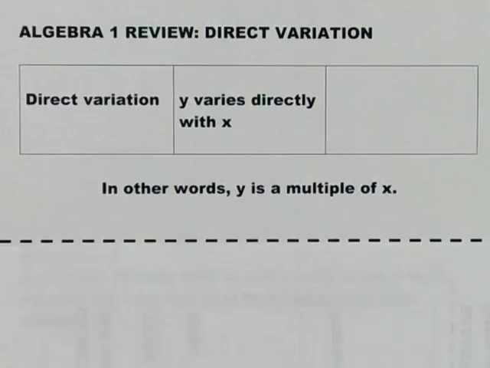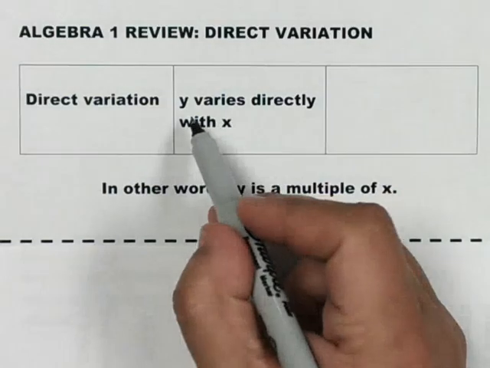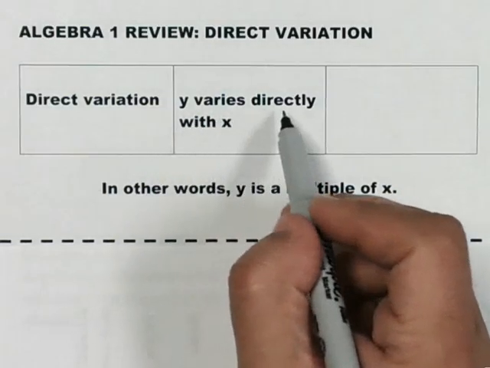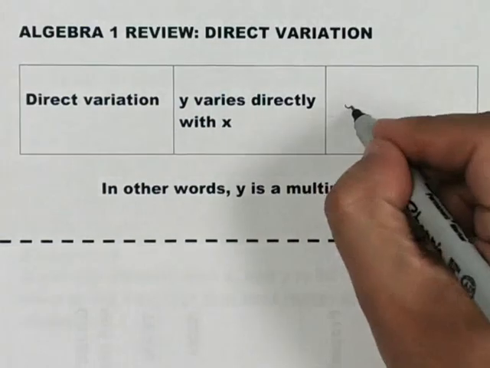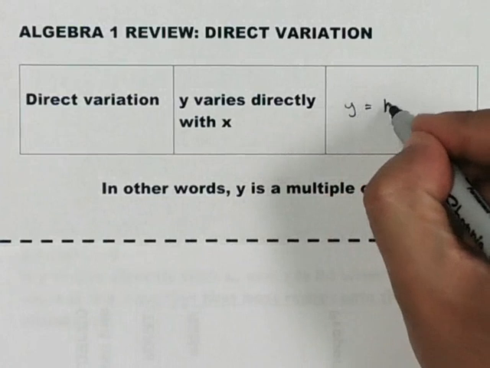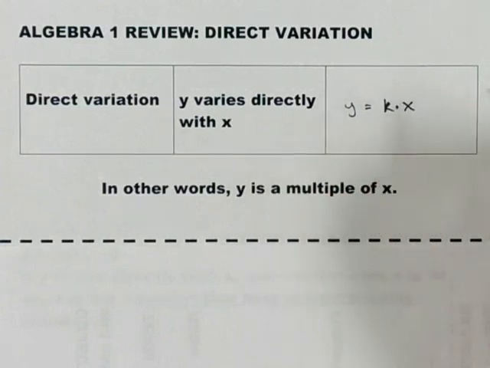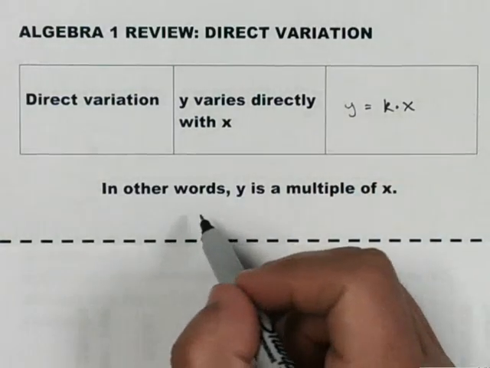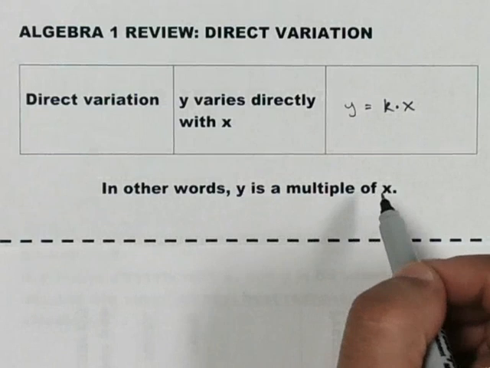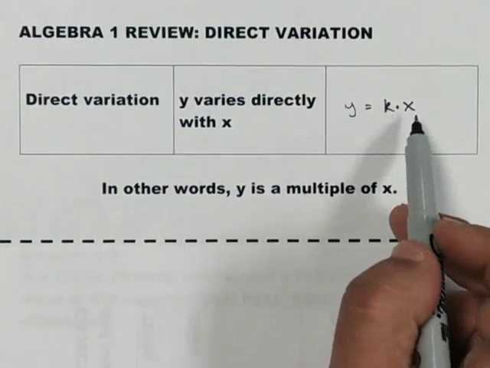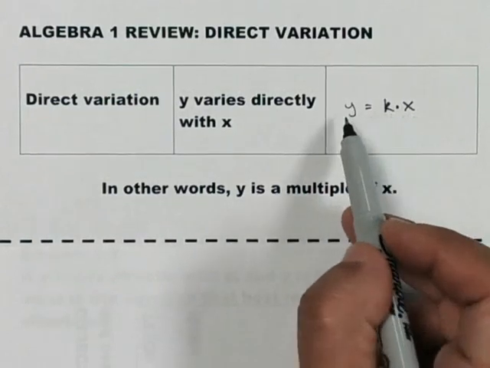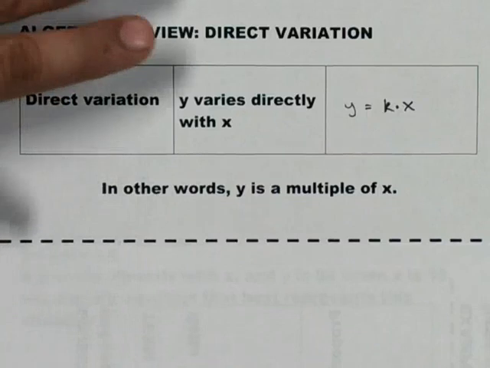All right, this last little bit, we're going to use some more Algebra 1 review. This is direct variation. If you see the phrase y varies directly with x, that just means that y is k times x, where k is some constant. And in other words, that's just going to mean that y is a multiple of x. So there's some number that I multiply x by to get y. Okay, let's see.